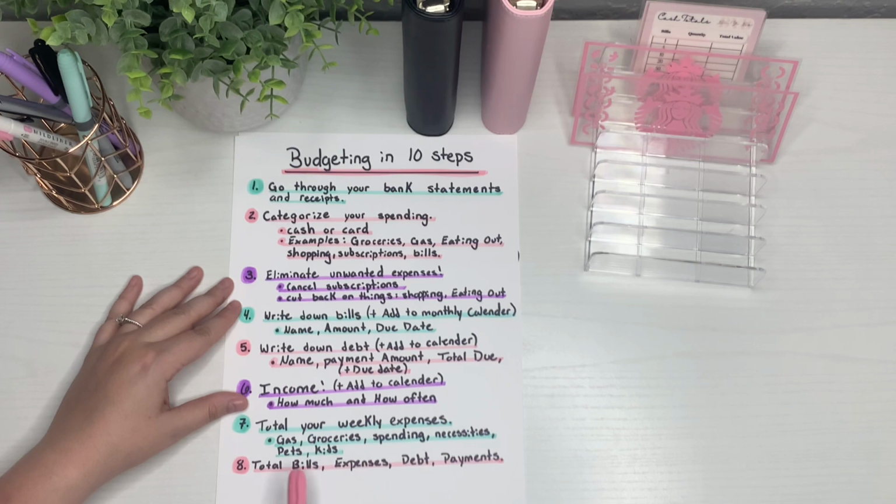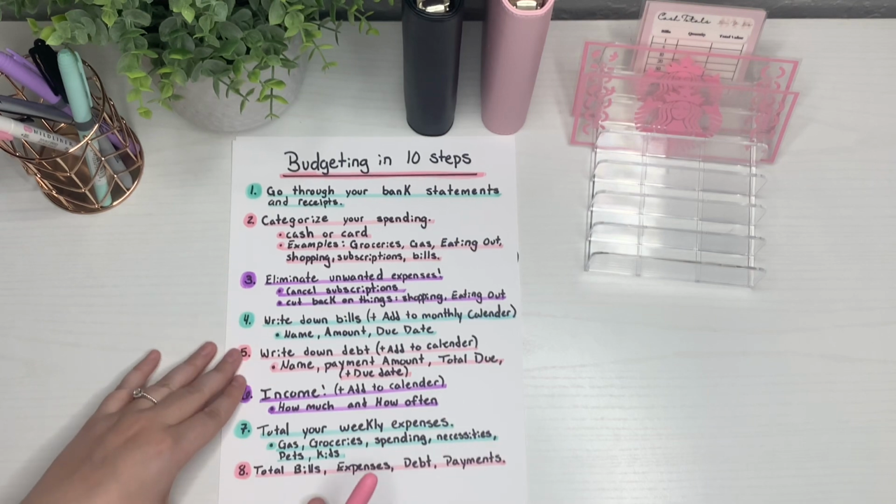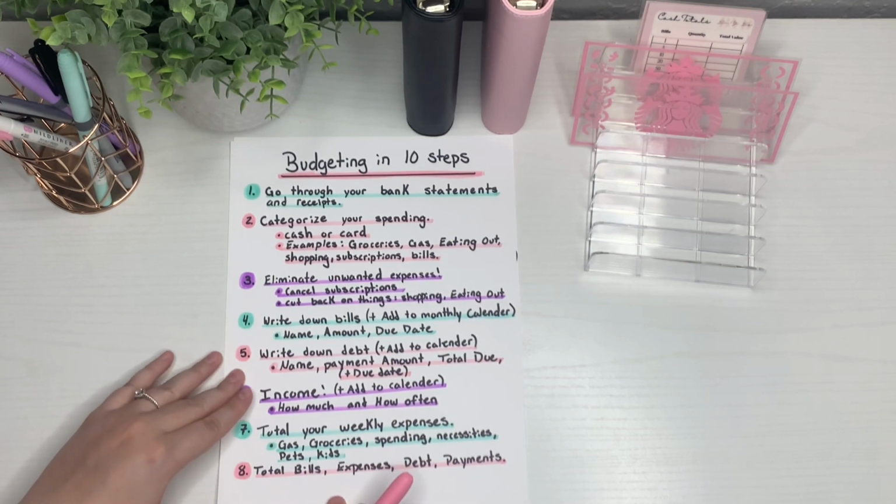So you have your bill amount, your expense amount. Now you're gonna add up how much are you paying to your debt every single month? Add that up, okay? Your debt payments. You wanna have each one of these things listed in order to know if your budget is going to work for you, because you're gonna take this over to step 9.